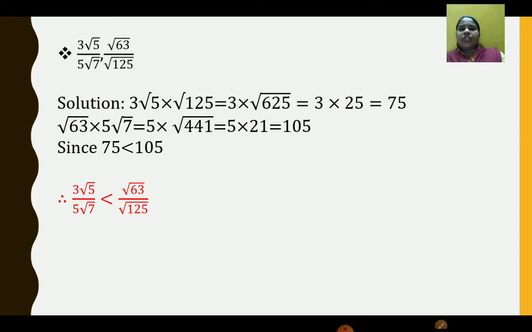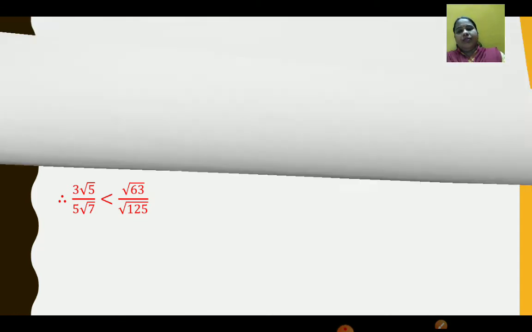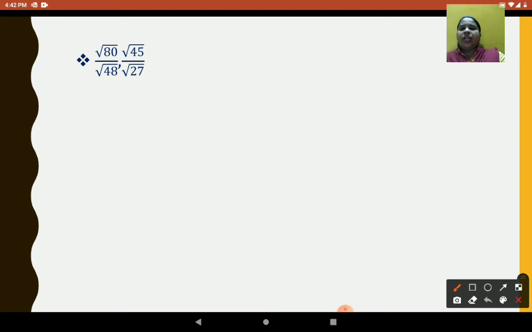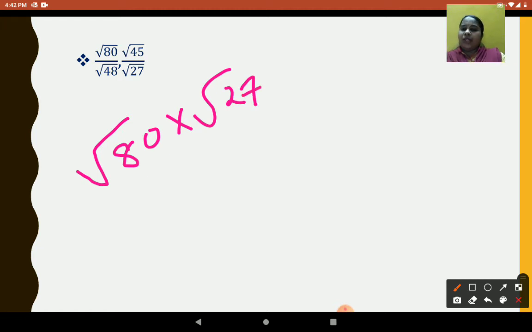Okay, so this was the next sum of the exercise. Let's see the next question. Square root of 80 upon square root of 48, square root of 45 upon square root of 27. See, here also I need to cross multiply. It is 80 into square root of 27. No hard and fast rule. You can take factors here.